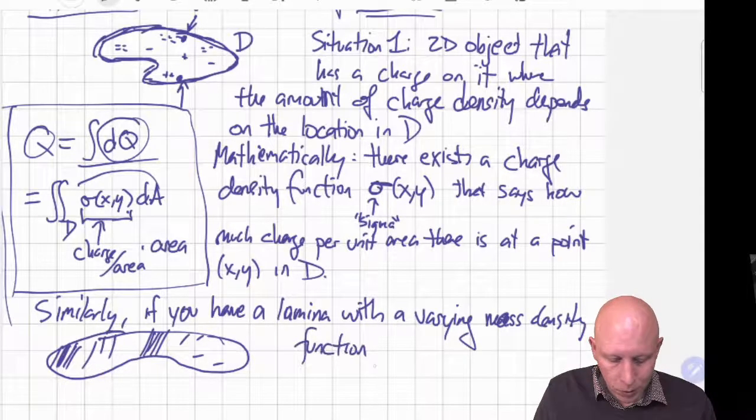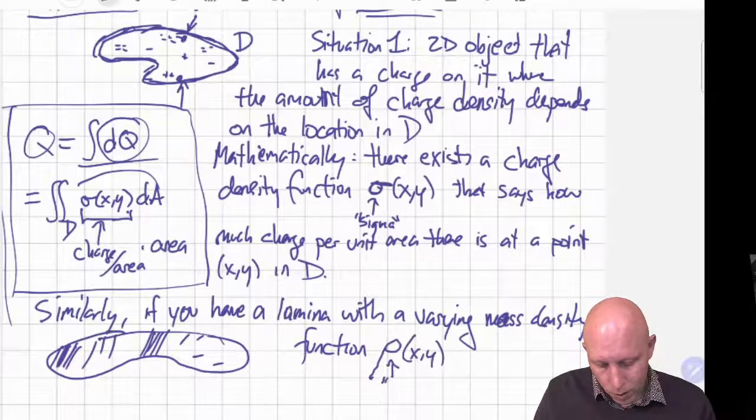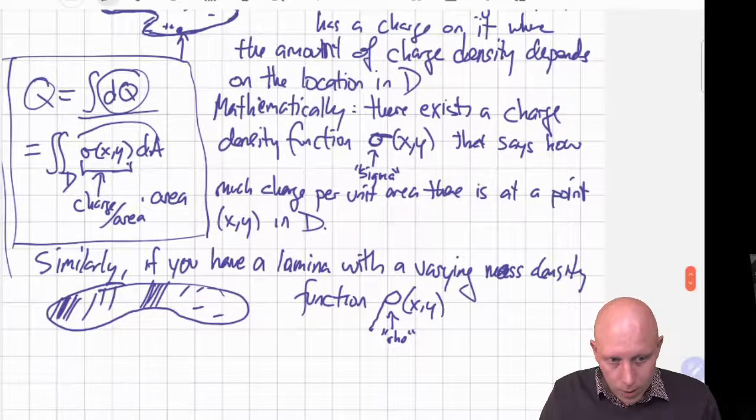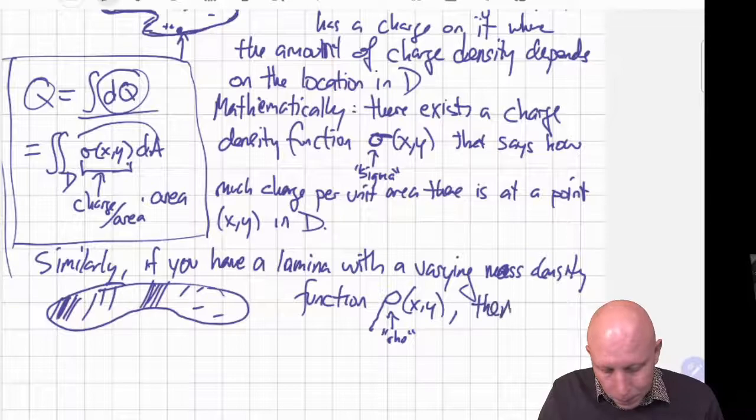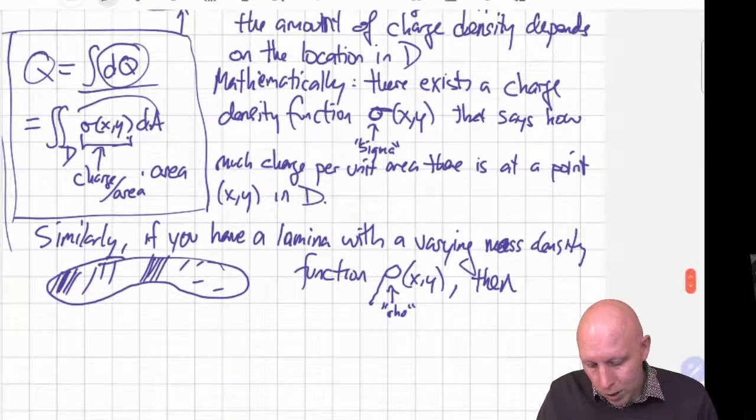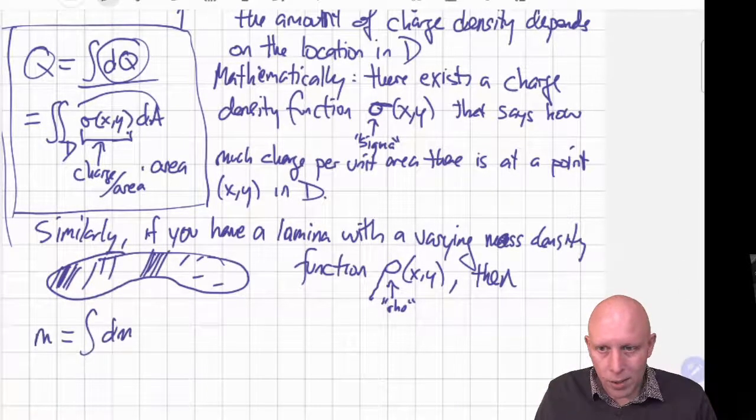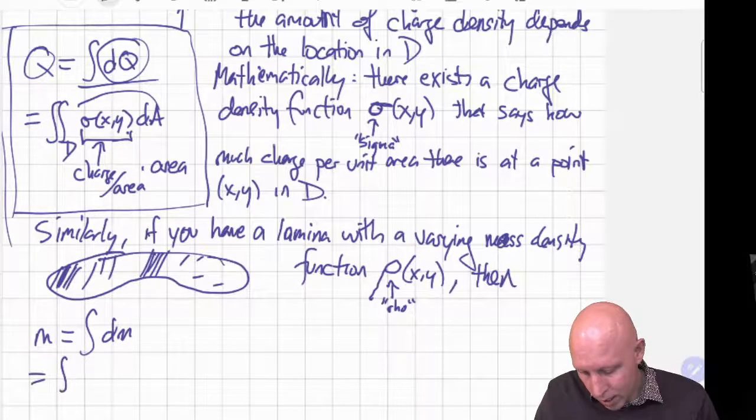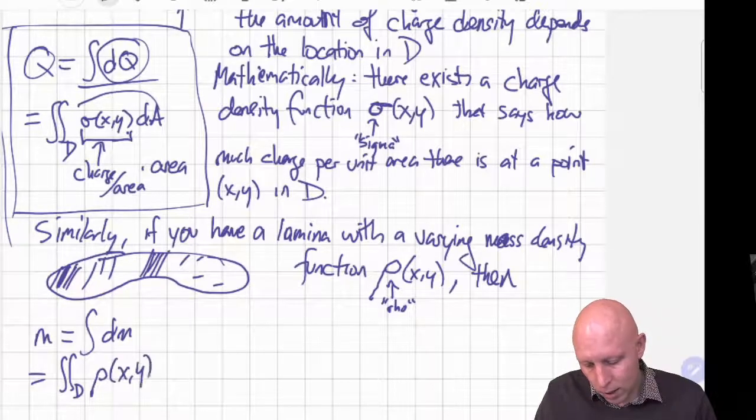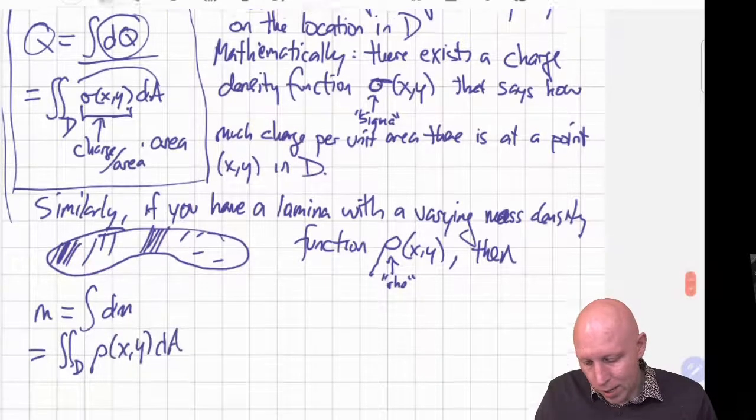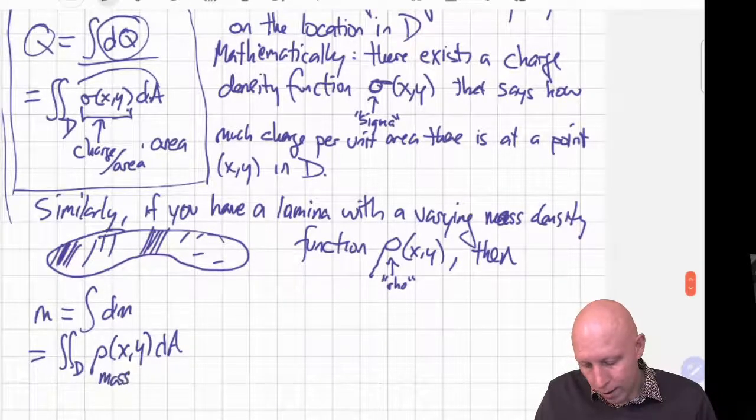and in this case we won't use sigma, we'll use rho, another Greek letter, then similar to up here, the mass of the object is the integral of a whole bunch of little bits of mass. So that's going to be the double integral over our domain of our mass density function, dA, because now instead of charge per area, we have mass per area times area.